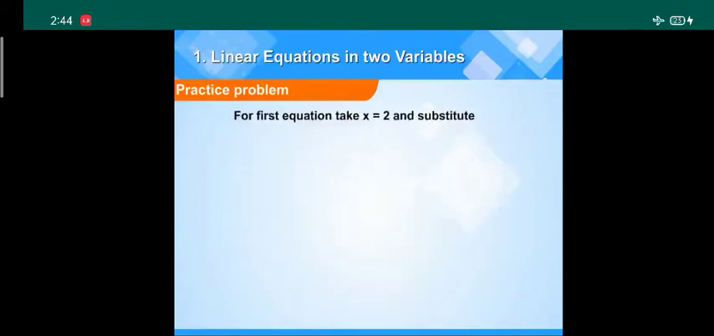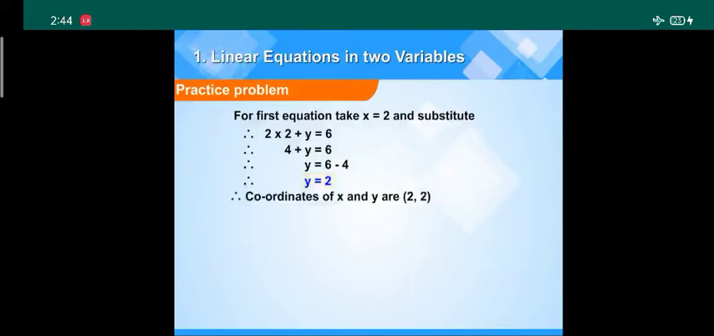For first equation, take x is equal to 2 and substitute. Therefore, 2 into 2 plus y is equal to 6. Therefore, 4 plus y is equal to 6. Hence, y is equal to 6 minus 4, which gives y is equal to 2. Therefore, coordinates of x and y are 2 and 2.